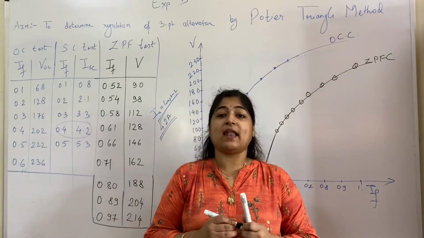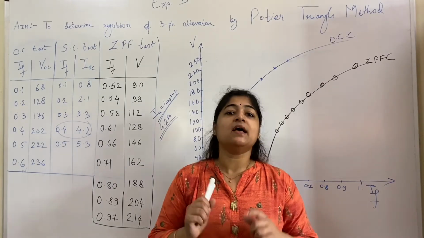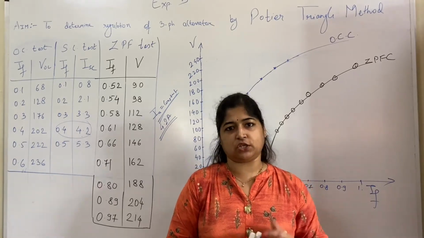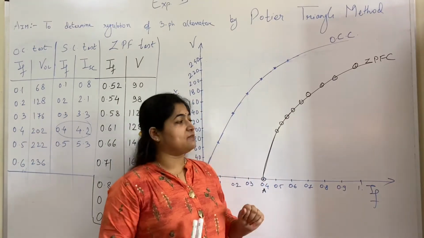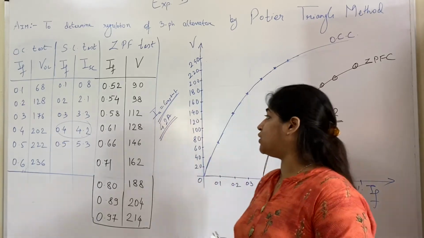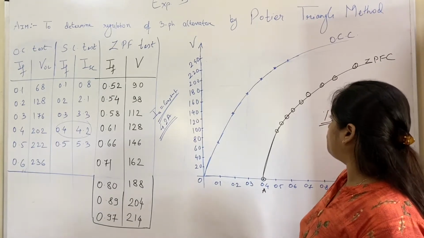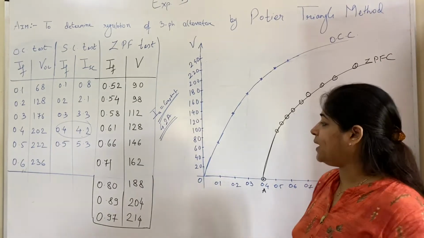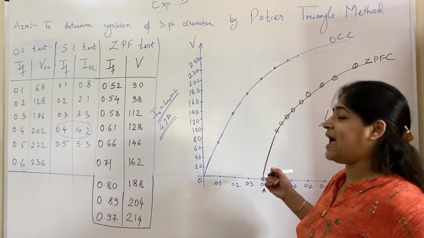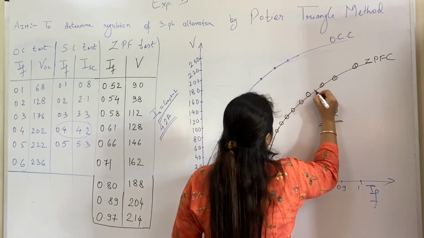That's it. Now you already know how to draw the Potier triangle. Once you are able to draw the Potier triangle, you will get the value of XL out of it, and the XL value will help us find the voltage regulation. Now once you have this value, you need to know at what voltage you want to find the voltage regulation. Let's say we want to find it at 180. Any voltage you can consider, because here, as per the readings we received, let's say we will find it at 180. So let me mark the value 180 somewhere here. So this is 180.